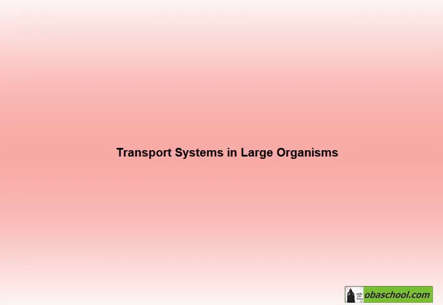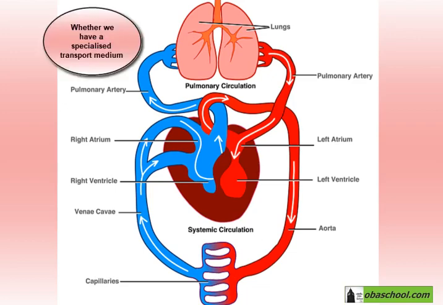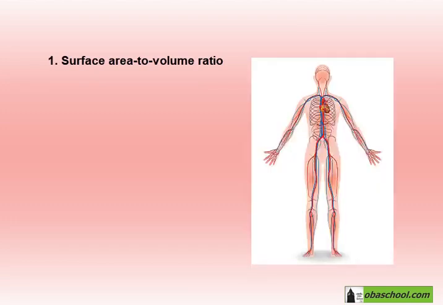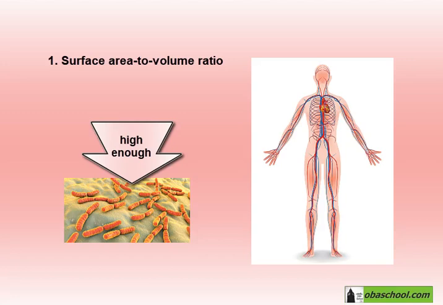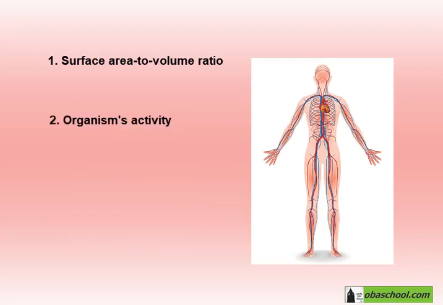Besides the functions of transport systems that we've talked about, there's something important that we need to know. It's that whether or not we have a specialized transport medium, and whether or not this medium is circulated by a pump, depends on two factors. First of all, the surface area to volume ratio of organisms. Organisms with a high enough surface area to volume ratio do not need a transport system, like unicellular organisms, for example. And also, it depends on how active the organism is.